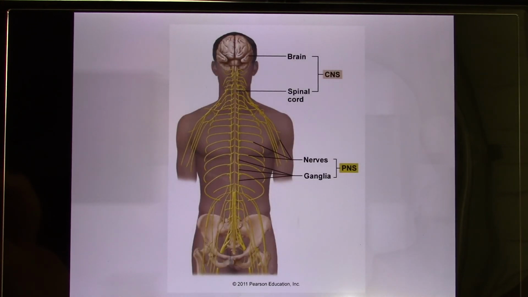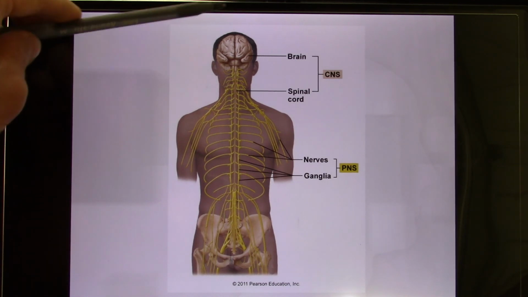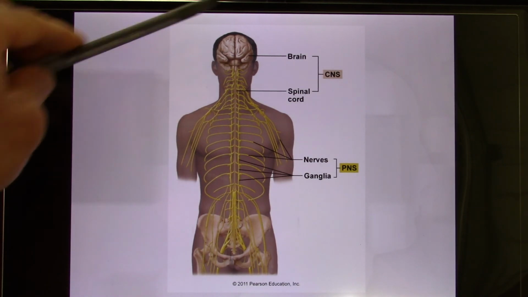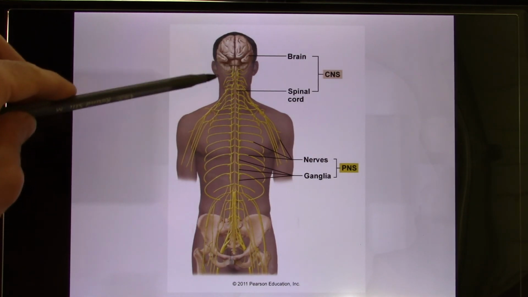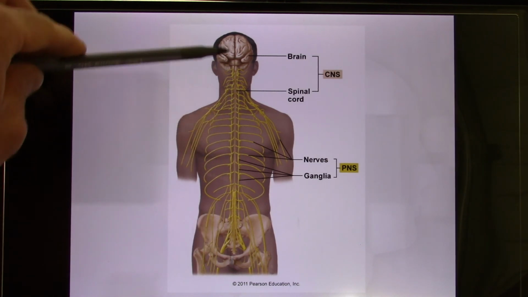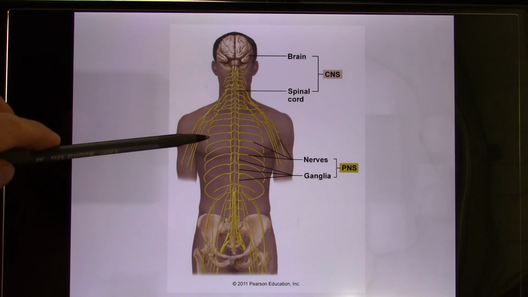Your nervous system can be divided into the central and the peripheral nervous system. Your central nervous system has the brain and the spinal cord. Both of them are protected. You have the skull, you have the vertebral column. They protect these two. You cannot afford to let them get hurt. It causes too much damage.